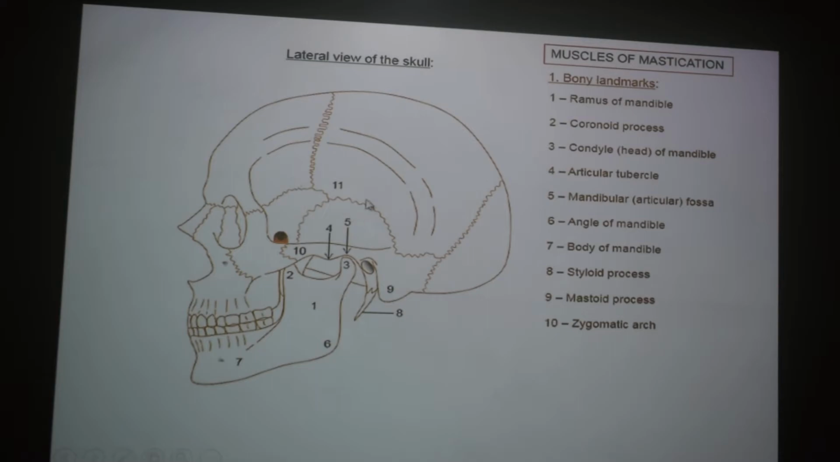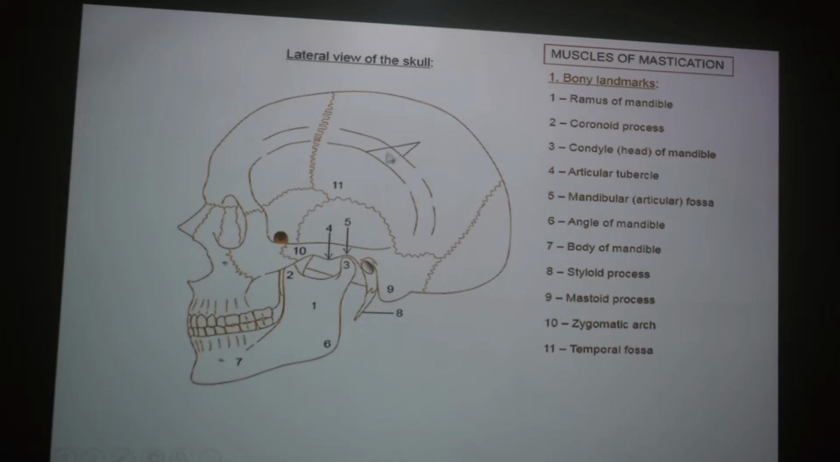You have this fossa, which is called the temporal fossa, and it contains only one muscle, the temporalis muscle. The temporalis tendon passes through the space between the zygomatic arch and the skull and is inserted on the coronoid process. So the temporalis muscle passes from the temporal fossa through the arch and is inserted on the coronoid process. There's nothing much in the temporal fossa except the temporalis muscle.